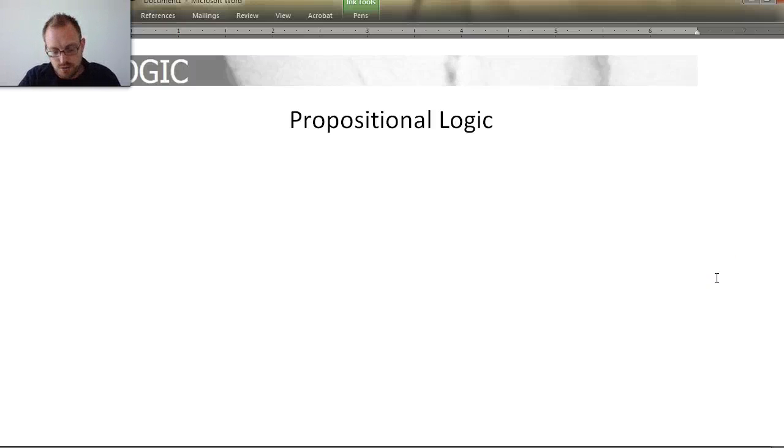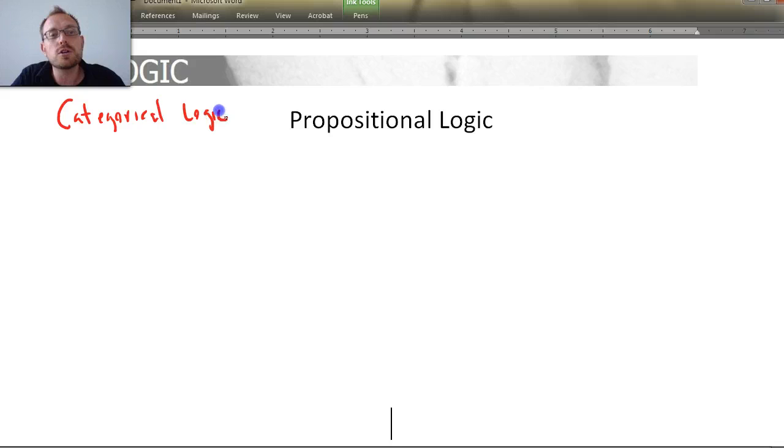Okay, welcome back, everyone. What I want to do today is start off because in our last couple of videos we were looking at categorical logic, and today we're starting a completely new system of logic called propositional logic. In order to explain what propositional logic is, let me start off by reviewing what categorical logic was.